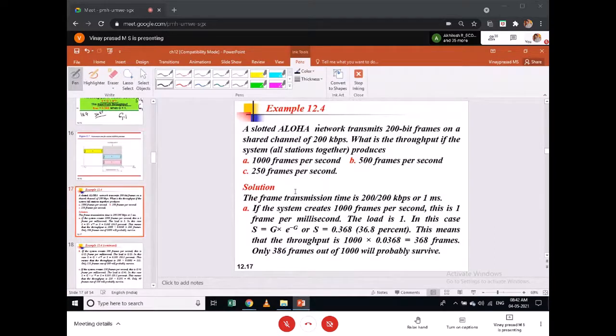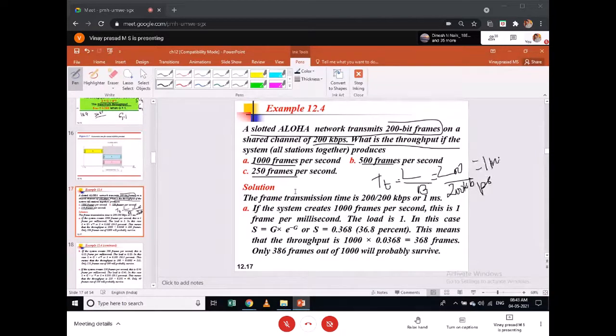If you take a slotted ALOHA network, and the frame length is given, and the bandwidth is given, they are asking us to find the throughput if the system produces 1000 frames per second, 500 frames per second, and 250 frames per second. So we know how to find the TT. TT is equal to L by B. What is L now? L is 200 bits, and B is 200 kbps. Then you will get TT as 1 millisecond, isn't it? So you find out TT.